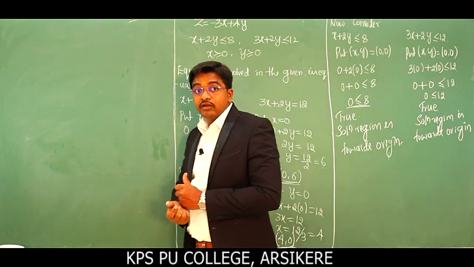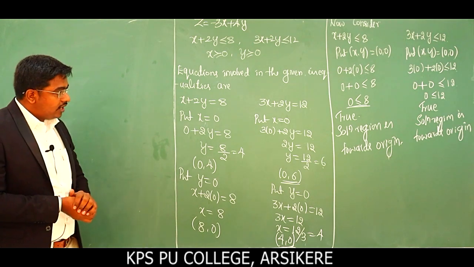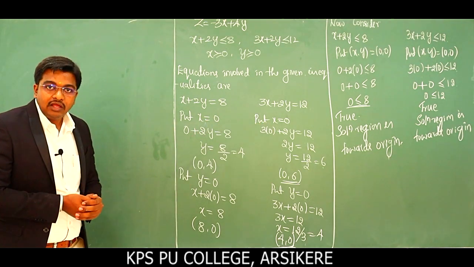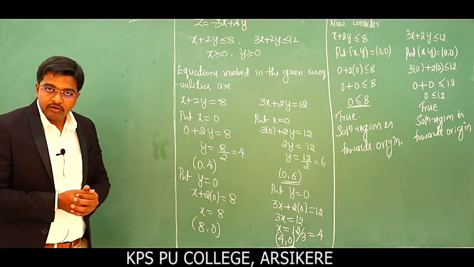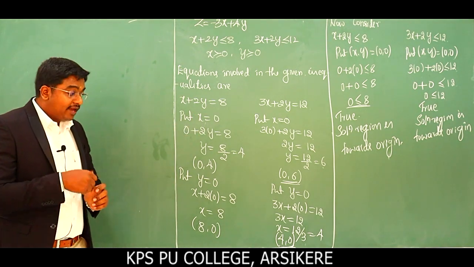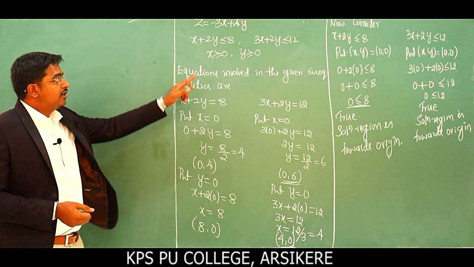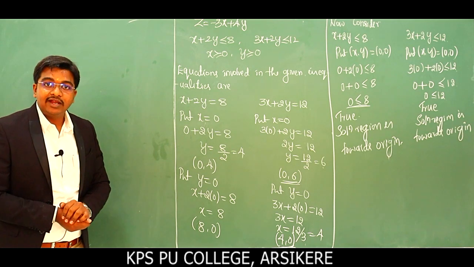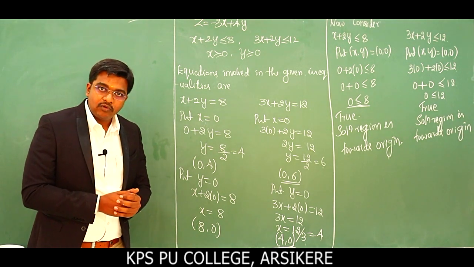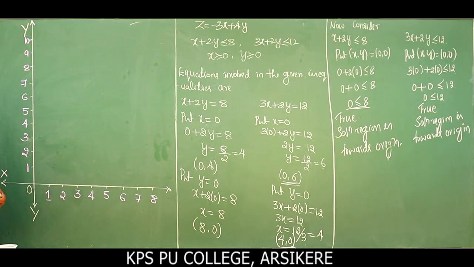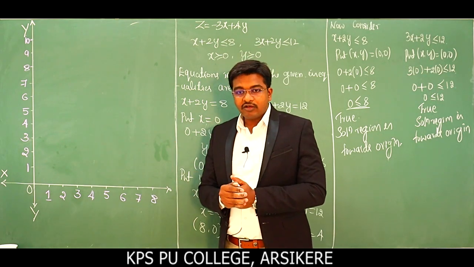Next step is to draw the graph. Using the given inequality and this one, we can draw the graph, since we found out whether the solution region is towards the origin or away from the origin. So draw the graph. To draw the graph, first you have to observe x greater than or equal to 0, y greater than or equal to 0. They are nothing but the first quadrant. Clear? Okay, now see children, I will tell you how to draw the graph. Listen.